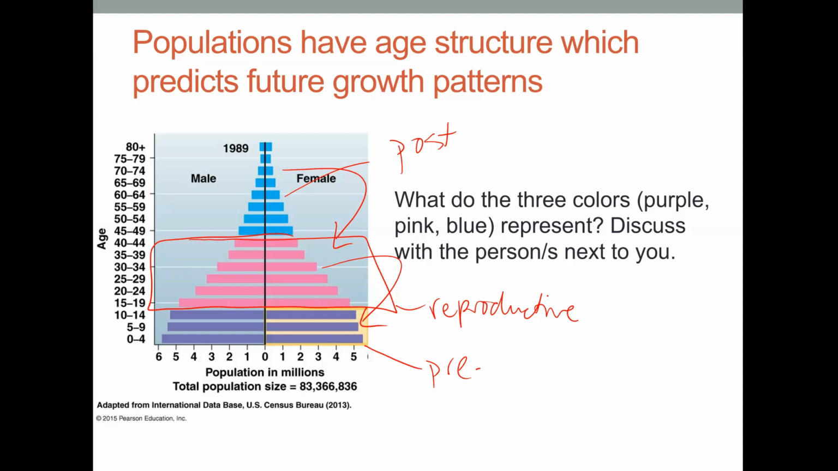I don't think this is the United States because it's only 83 million people. We have way more people than that. So this isn't the United States. I wonder what country this is. I also know this isn't the United States because ours looks different. In 1989, we would not have had this many young people.